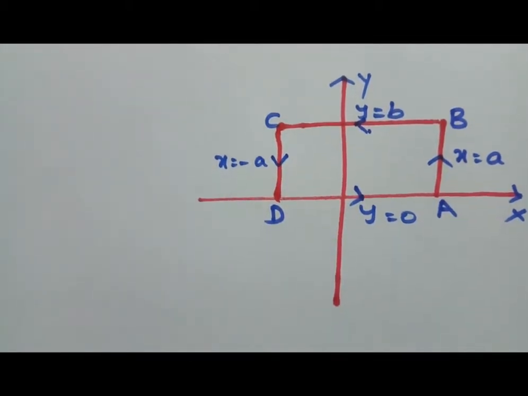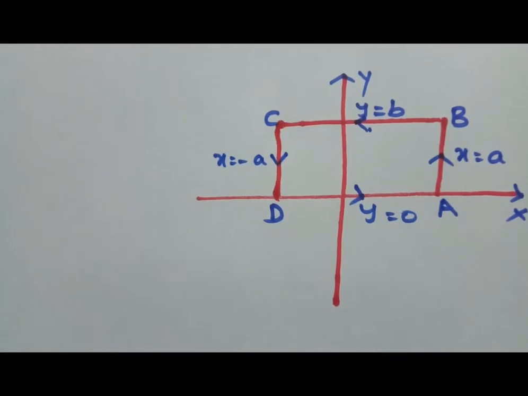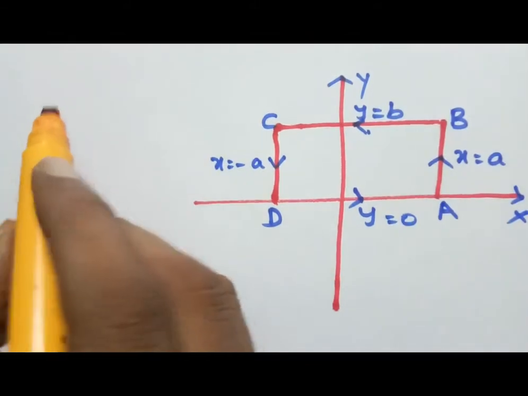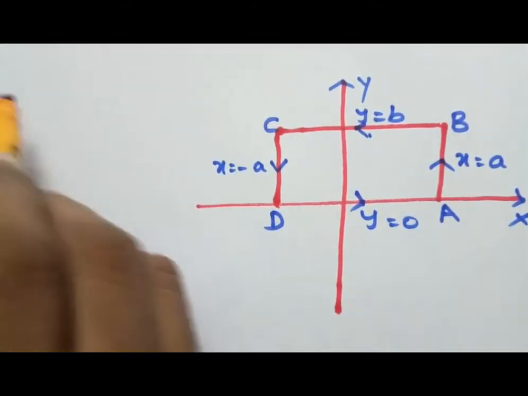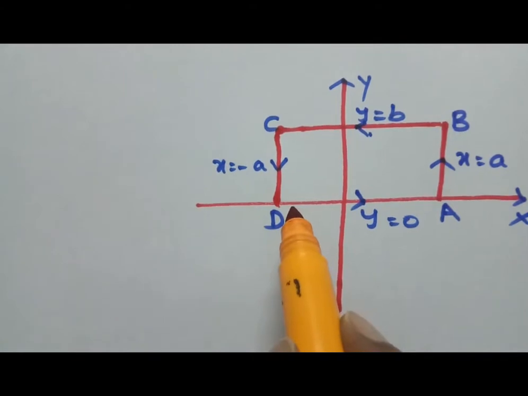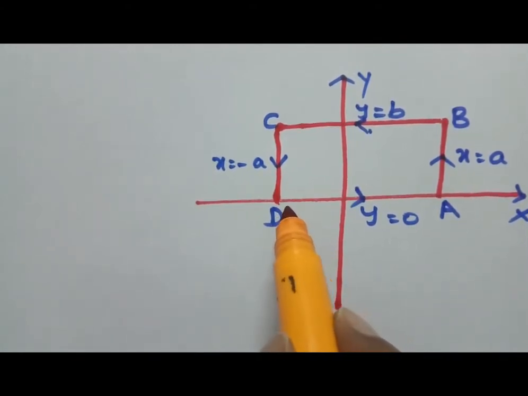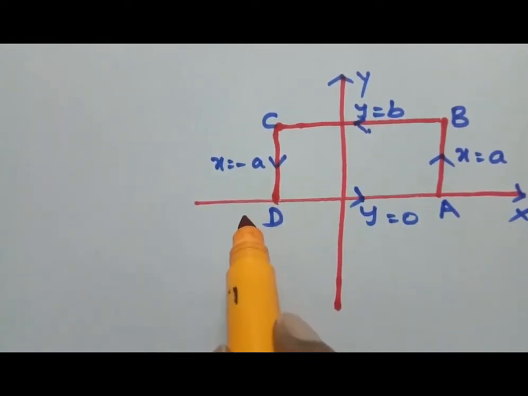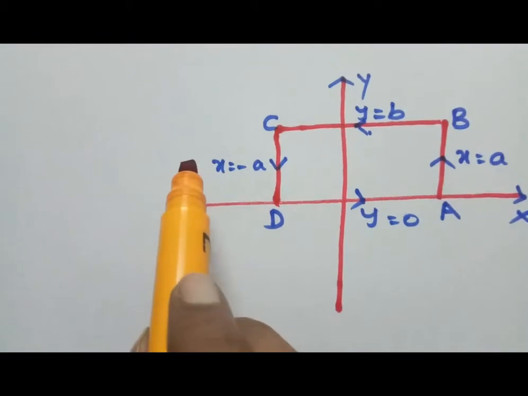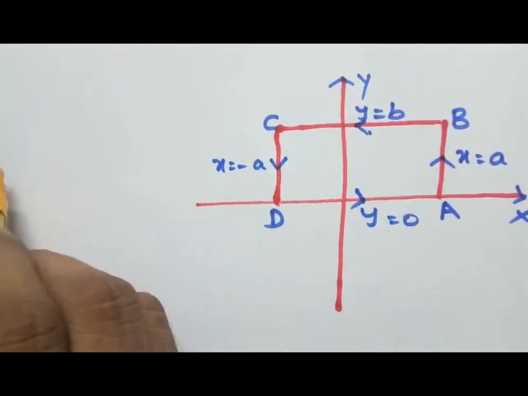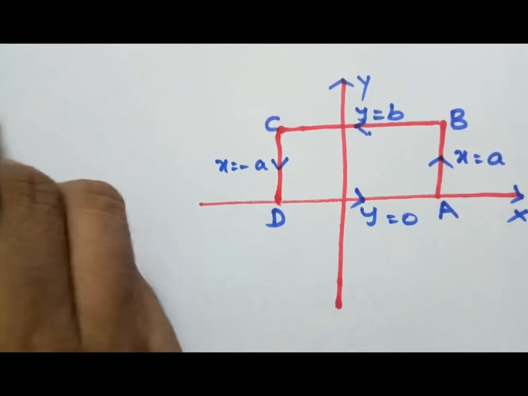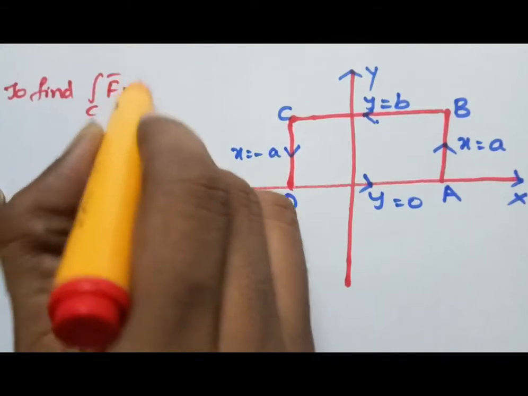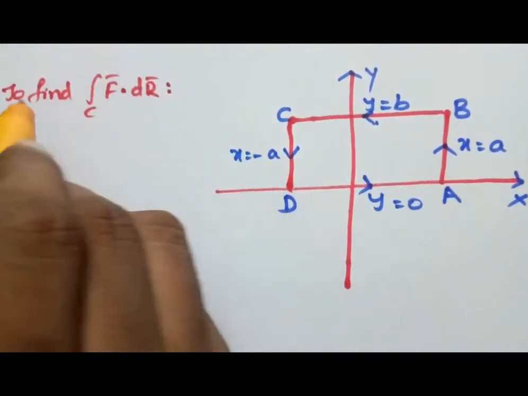Therefore, now here integral over C F bar dot dr bar, line integration we have to evaluate to verify the Stokes theorem. We have to find line integration and surface integration. Now first we have to find the line integration. So to find integral over C F bar dot dr bar.